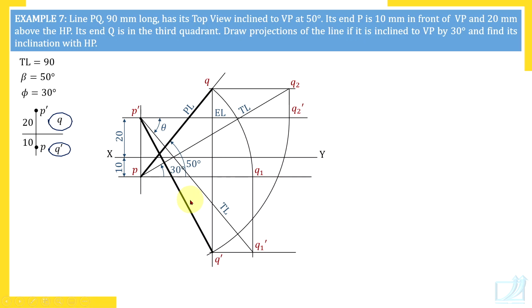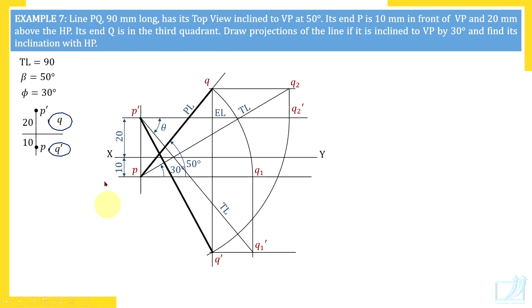Is this drawing complete? You can always check whether your drawing is complete. There must be 3 top views and 3 front views. Check here. Through point P, 3 top views: PQ, PQ2 and PQ1. Q and Q2 are on a horizontal line. Through P dash, there are 3 front views: P dash Q2 dash, P dash Q1 dash and P dash Q dash. Q dash and Q1 dash are on the same horizontal line. So the drawing is complete. Q is in the 3rd quadrant. Check: top view above, front view below.